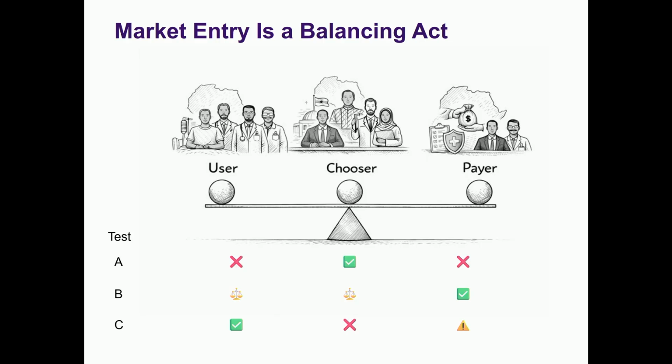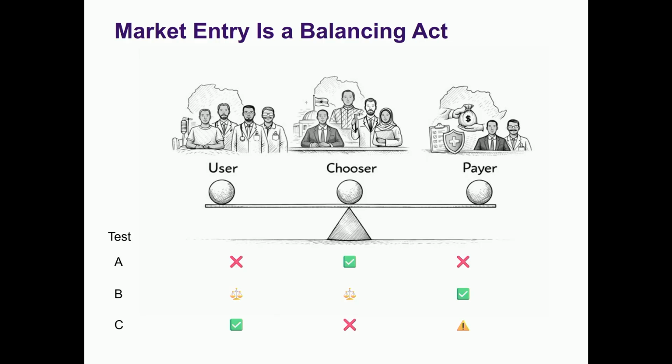Test B is sort of in between. The payer likes it because the capital cost isn't high, but it's still a little bit more expensive than the rapids. The chooser likes it because the accuracy and the performance are sort of middle ground, and for the user, there's certainly more users that test can open up to.